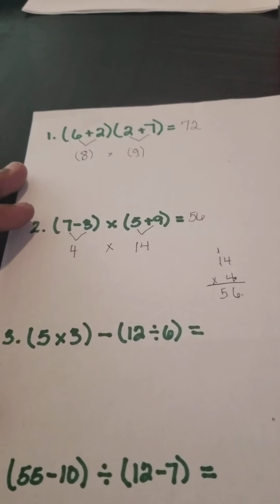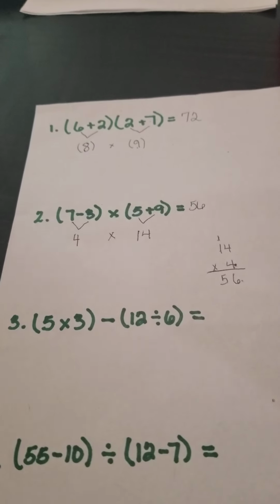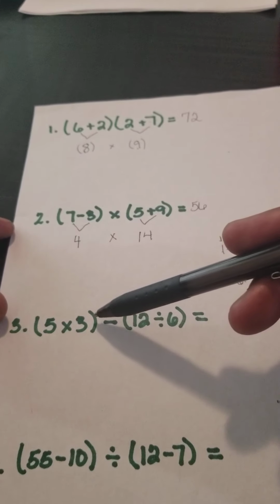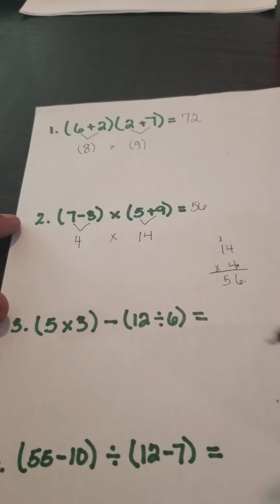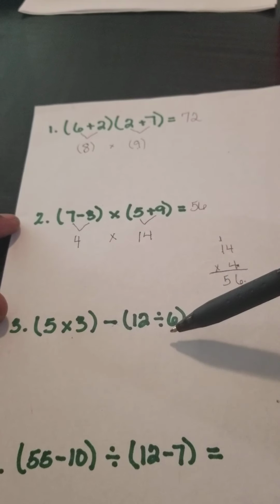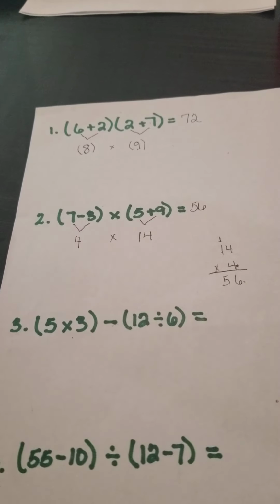All right. So let's move on to number 3. So we have it a little bit different now. We have a subtraction sign in the middle. We're dealing with a little bit of multiplication, a little bit of division. That's fine. We can do that.